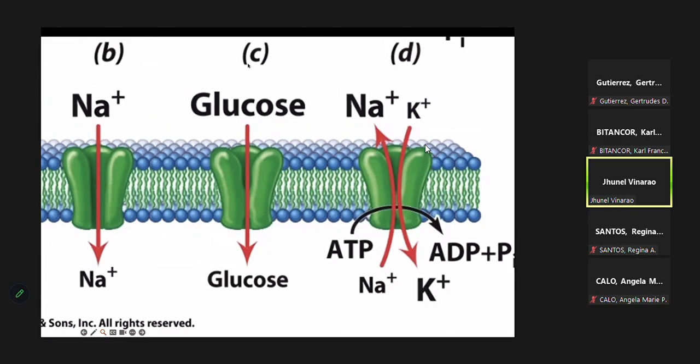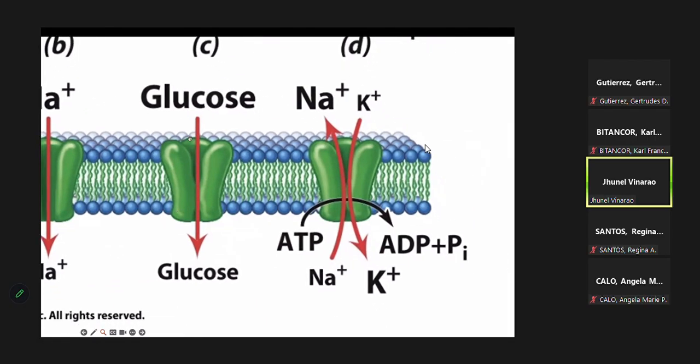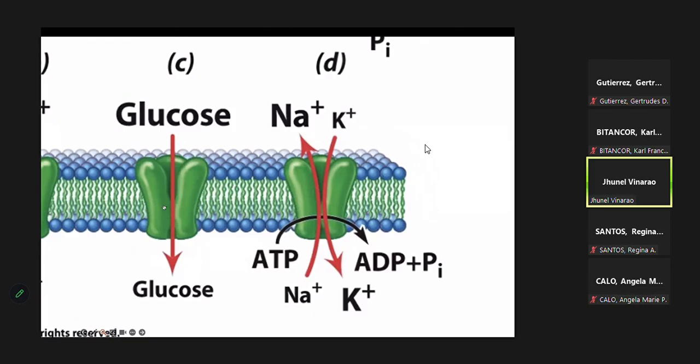Didn't I mention earlier that it utilizes the gradient of sodium ions, right? So it uses the potential energy in the sodium ion to enter the cell. And also, ATP is not needed to absorb the glucose molecule, okay? It doesn't need ATP to do that.